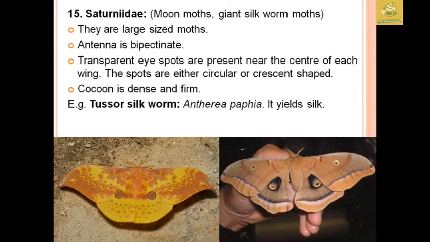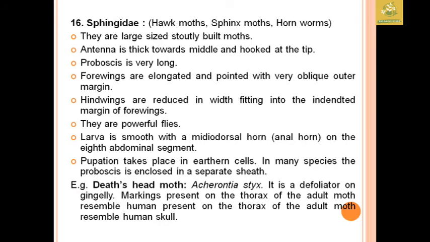And the 15th one is composed of the moon moths as well as the giant silkworm moths, and the family is Saturniidae. So these are said to be composed of large sized moths, and the better example is the Tussar silk moth, and the scientific name is Antheraea paphia. It is used for silk rearing, and the cocoon is said to be dense and firm in nature.